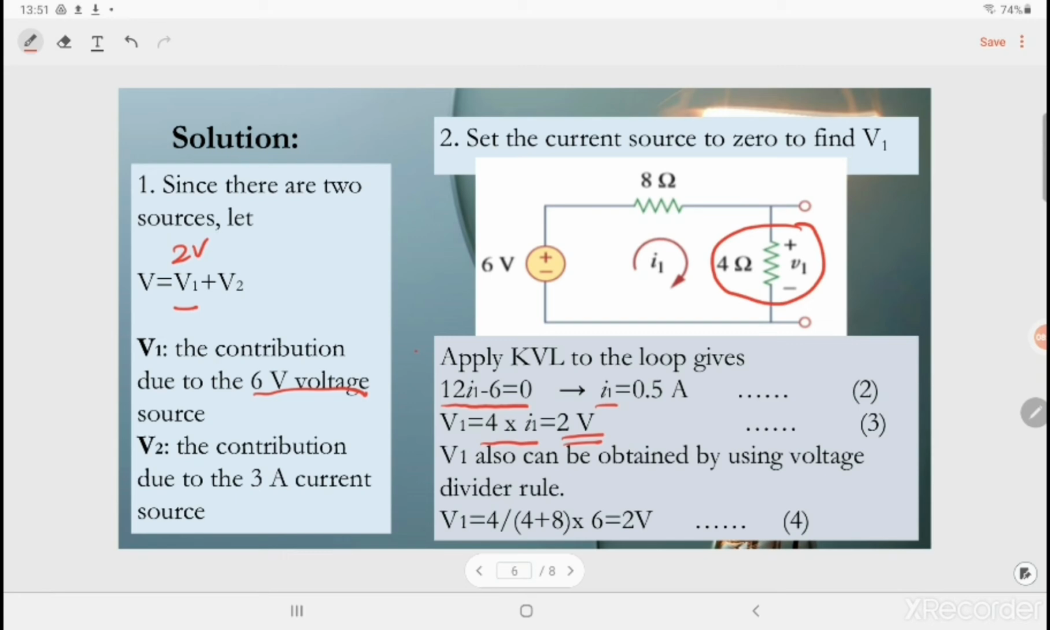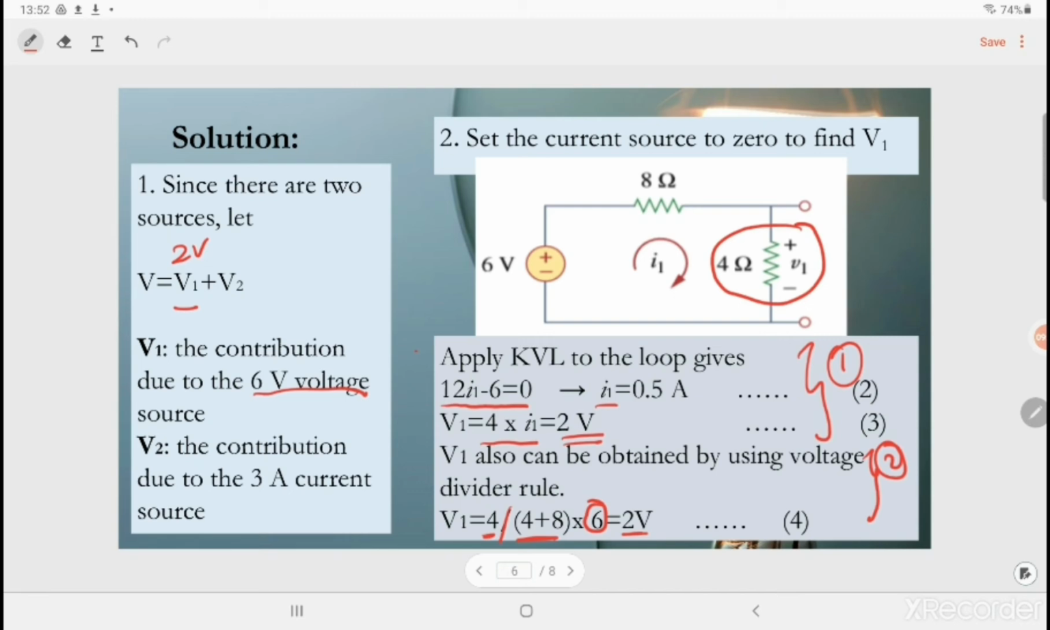You also can use the voltage divider rule. If you don't want to use KVL over here, you can use this other method. This is the first one, this is the second one. This is how we apply the voltage divider rule: 4 divided by the total resistance, times your voltage source. So V1 is also equal to 2 volt.